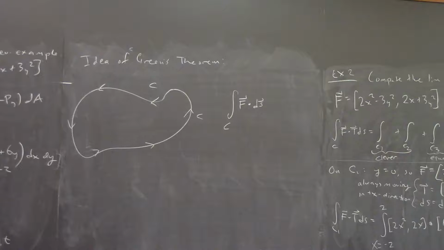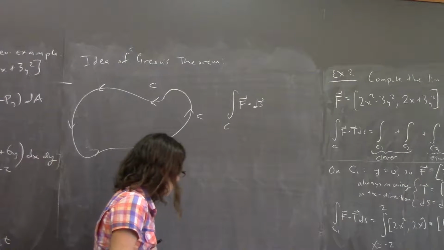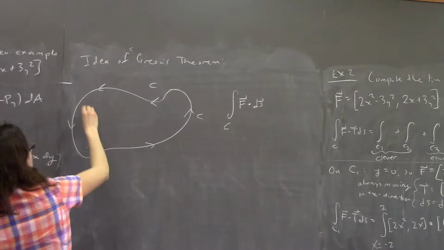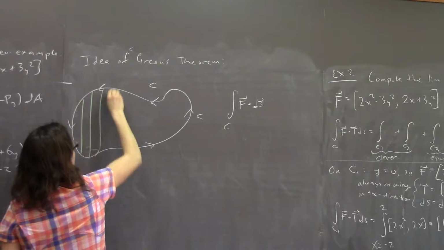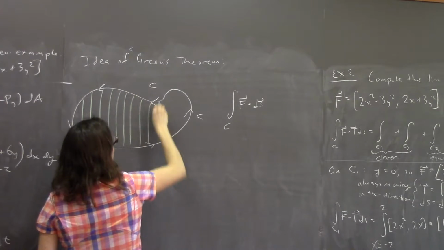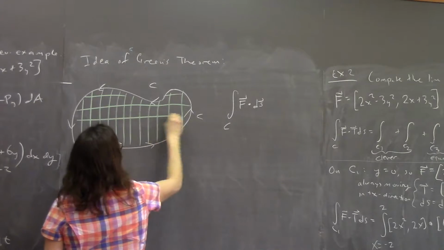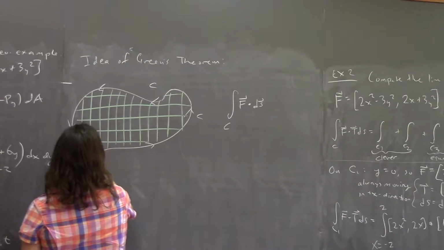You know how sometimes you can make the problem more complicated and then it gets simpler? We're going to make it more complicated first. So what we're going to do is, instead of just integrating over C, we're going to break it up into a bunch of little boxes. These could be infinitely small, but so that you can see them, I'm making them big.